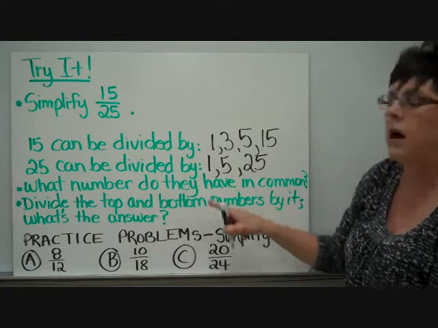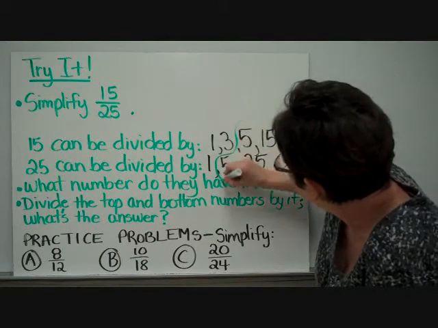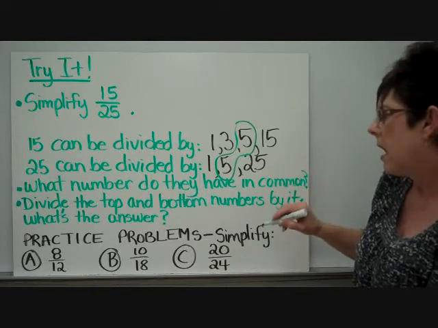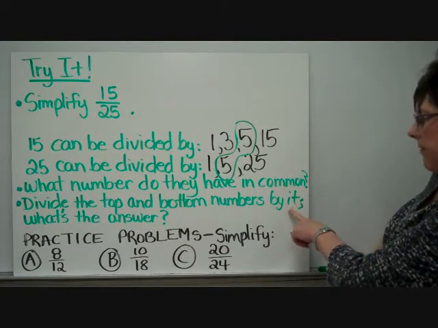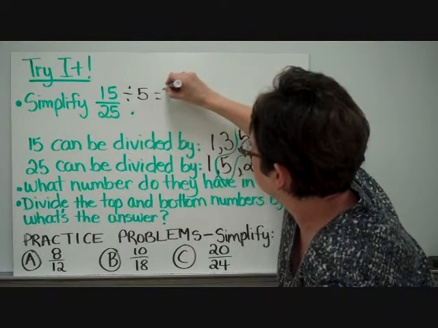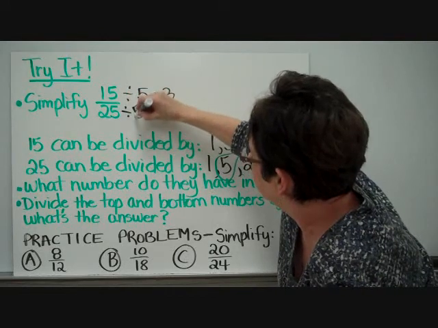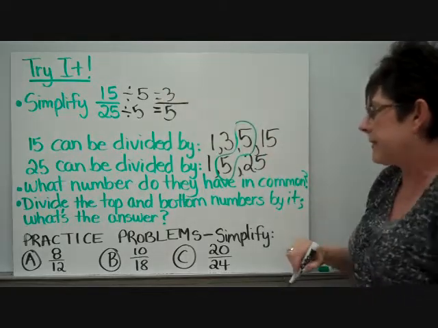What number do they have in common? Well, as I look at this, I see that they both have 5 in common. So now we're going to divide the top and the bottom numbers by that number, 5. So 15 divided by 5 is 3. And 25 divided by 5 is 5. So if we simplify this, the answer is 3/5.